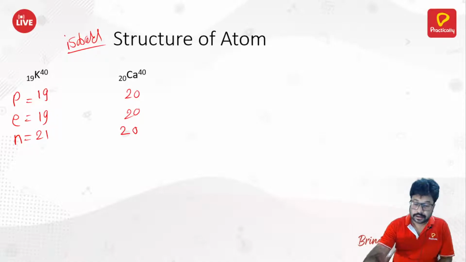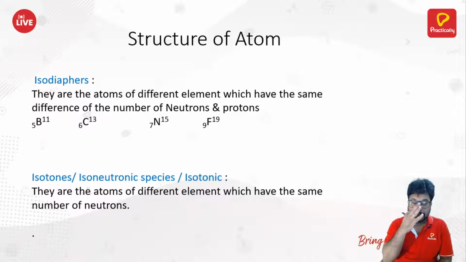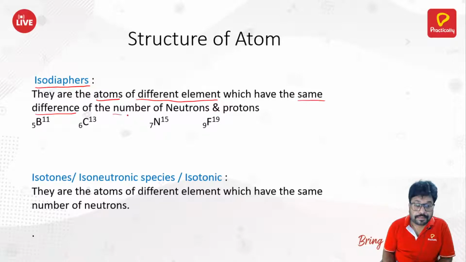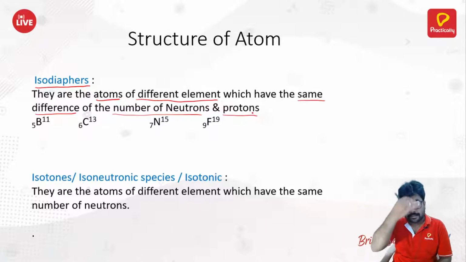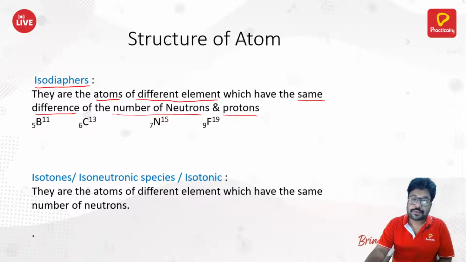Moving ahead. Isodiaphers. What are isodiaphers? Isodiaphers are atoms of a different element which have the same difference of number of neutrons and protons. That means they are completely different atoms. They are atoms of different elements, but the difference between the neutrons and protons is exactly the same.